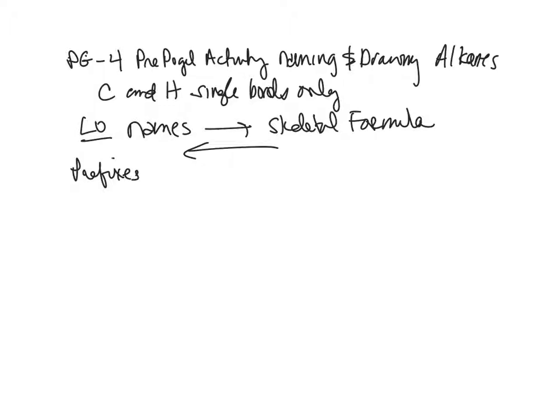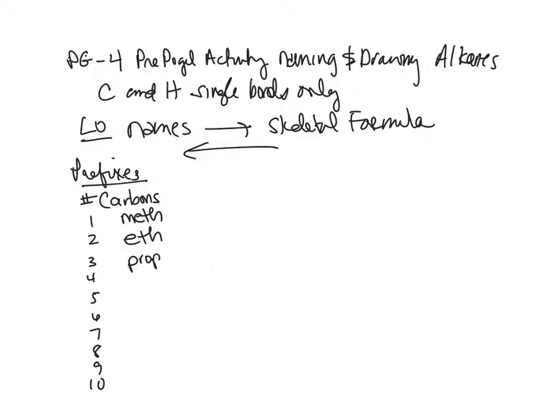The prefixes, by number of carbons, 1 through 10. That should be enough. It's been enough for me. It should be enough for you. And these prefixes are meth, eth, prop, but, pent, hex, hept, oct, non, and dec.